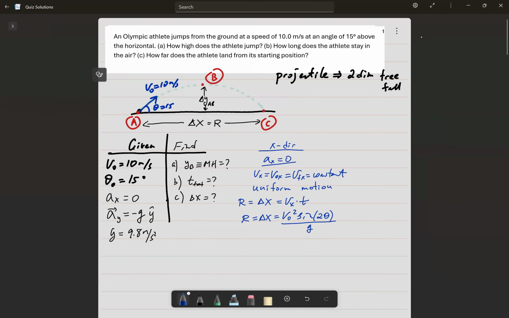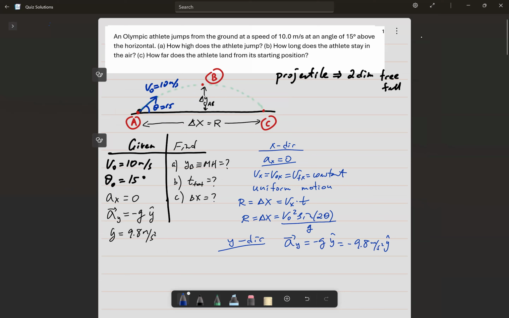This is in the x direction, and let's look at the y direction. Well, in the y direction, remember we have a vertical acceleration equal to negative g y-hat, which means negative 9.8 meters per second squared, which means we have then a change in motion in the y direction.